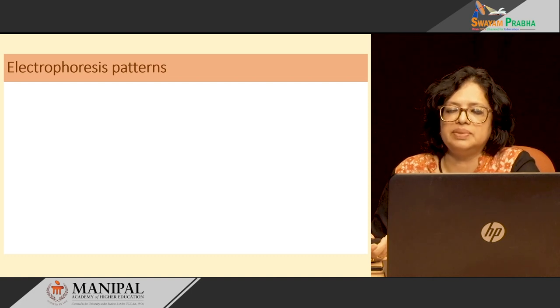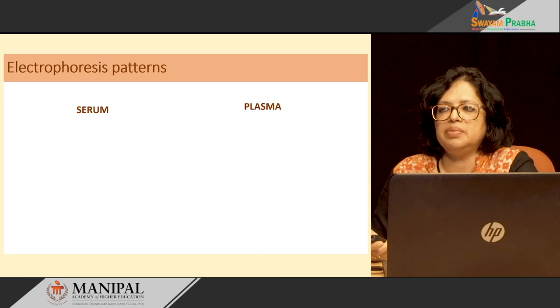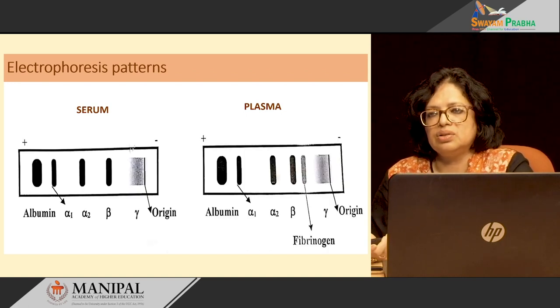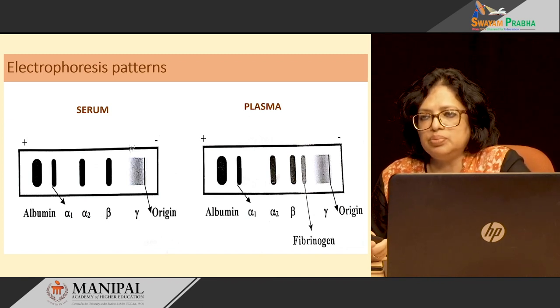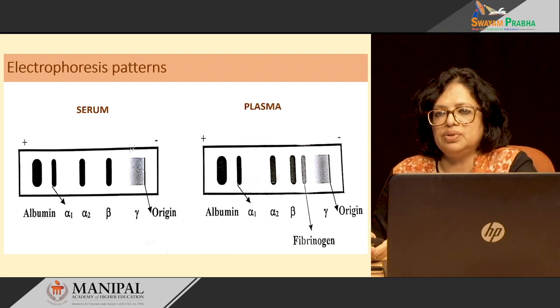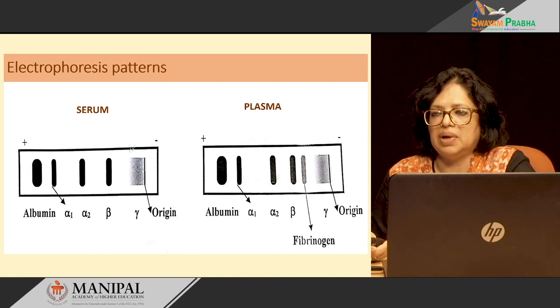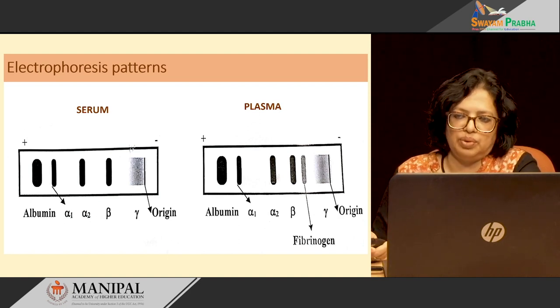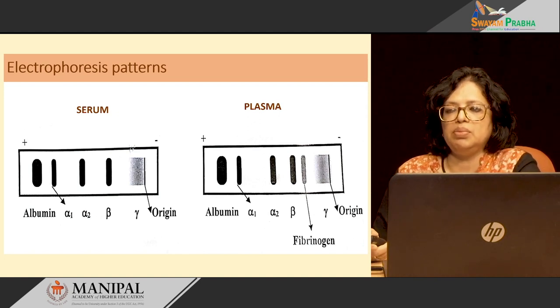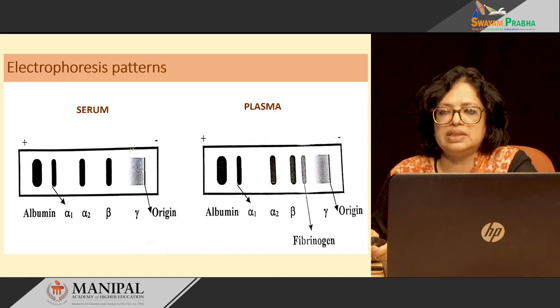So, let us look at some electrophoresis patterns, how they appear. Comparison of serum and plasma. First, we need to know what is normal, so that we can compare it with what is abnormal. In the case of serum, the negatively charged pole and the positive pole of the slide have been marked. So, the proteins will be moving from the negative to the positive side. You can see the albumin has migrated the farthest from the negative side, followed by alpha 1, alpha 2, beta and gamma. Each one of them represents a band of proteins. And the gamma band, you can see, is a broad diffuse band. It is entirely made up of immunoglobulins. The immunoglobulins migrate the slowest in the electrophoresis and the albumin migrates the fastest.